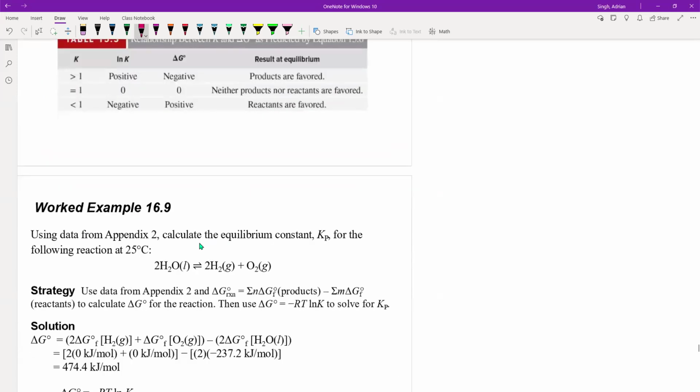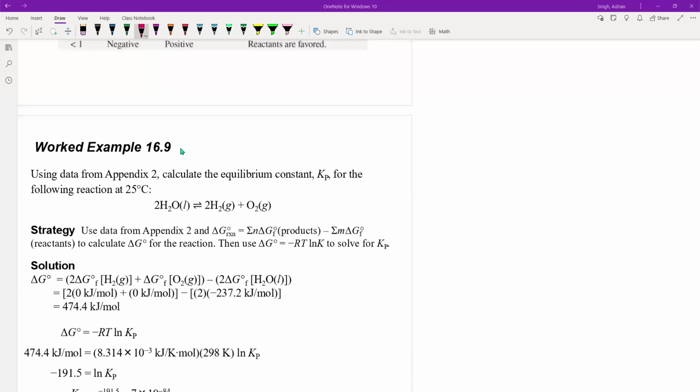So using the data from the appendix, calculate the equilibrium constant, Kp, for the following reaction. This is a reaction where water is turning into hydrogen and oxygen. We're told that this is happening at 25 degrees Celsius, so our T here is 25 degrees C, and in Kelvin we add 273, so that's 298 Kelvin for T. All right, so a couple of things we can use here.